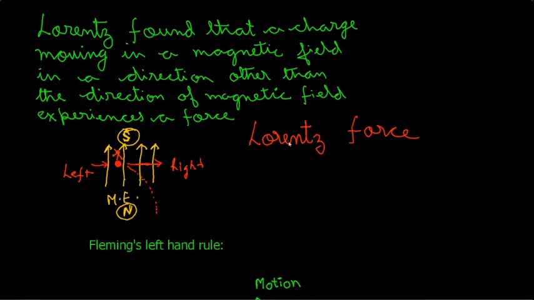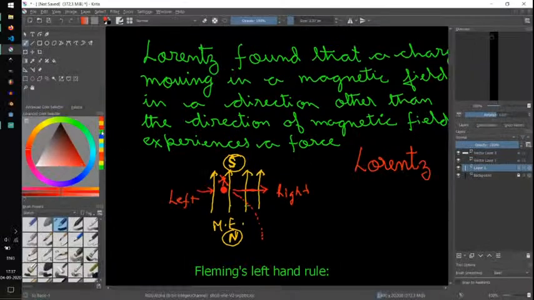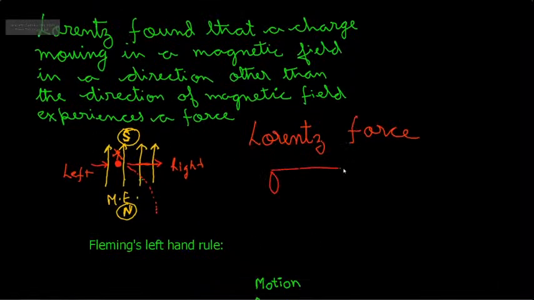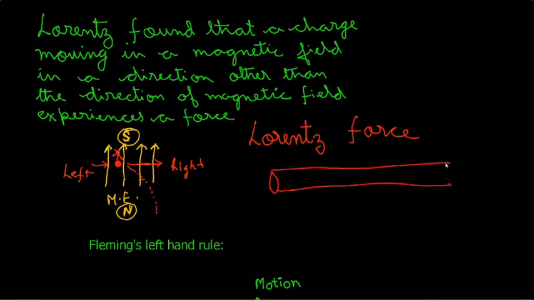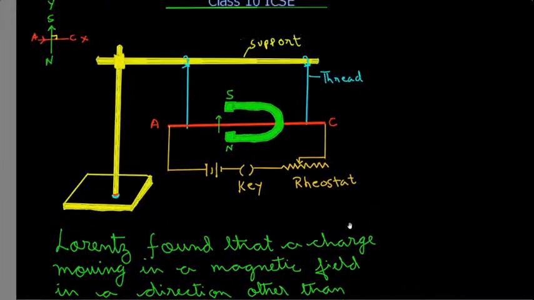So now if a charge traveling in a magnetic field experiences a force, then a conductor should also experience a force, because after all, if I have a conductor, then it is charge which is moving across the conductor, isn't it? So if this charge experiences a force, which means this conductor also should experience a force. So let's study about that by doing this activity.